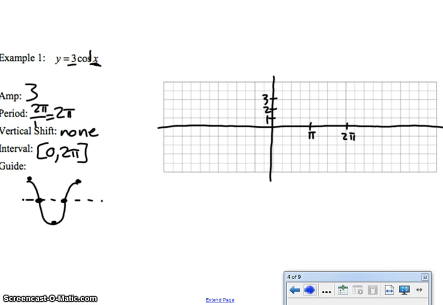All right, so my interval is 0 to 2 pi. So I'm going to start at 0, and since it's cosine, I'm looking at my guide, I'm going to be at the max. And 2 pi is where I end, also at the max. Halfway in between at pi, I'm going to be at the minimum of -3. All right, and then I have my halfway points at the x-axis. So once I have that pattern, just repeat that for the rest of the graph. And now we can draw in our curve.